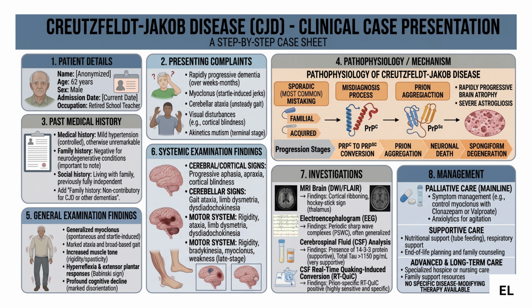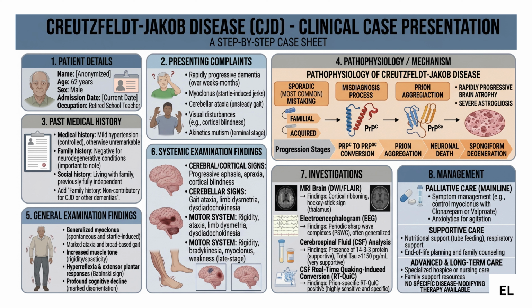Next, we move to Section 3, Past Medical History. In this case, the patient has a history of mild hypertension, which is well controlled with medication. Otherwise, his medical history is largely unremarkable. Importantly, there is no family history of neurodegenerative disease, which suggests that this case is likely sporadic Creutzfeldt-Jakob disease.